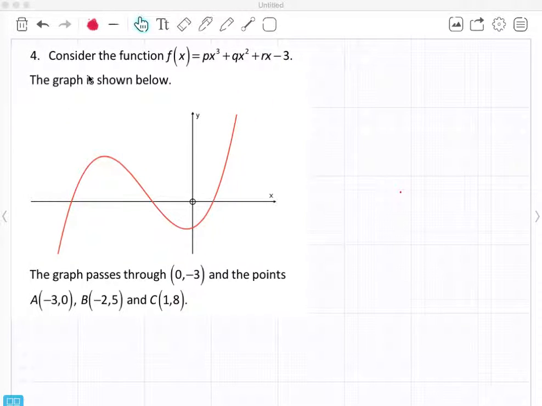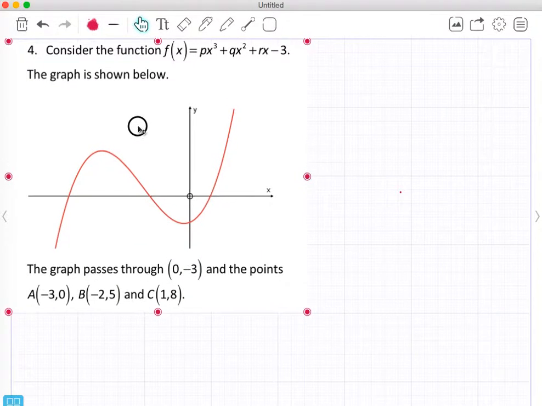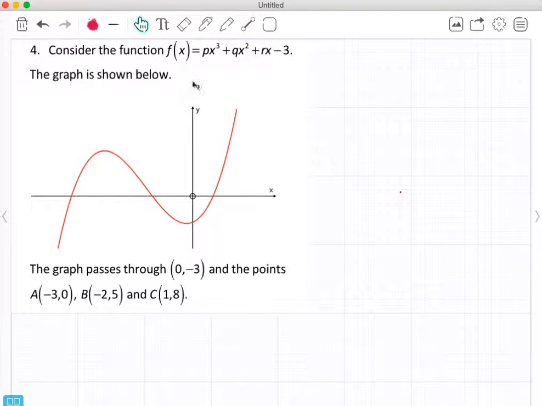Okay, this is one of my daily revision questions for a standard level, and basically we've got a function here with p, q and r missing, and it's drawn here and it gives us some points. Now I can actually do this without a calculator. I could do it with a calculator and just put it into the equation solver with three unknowns, but it can be done without a calculator.